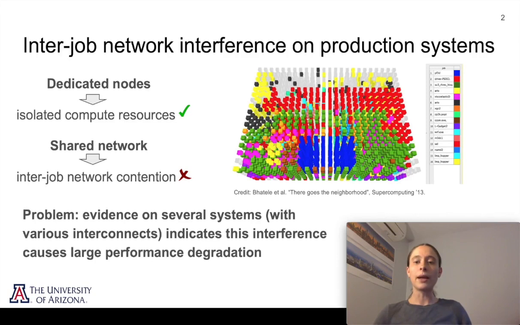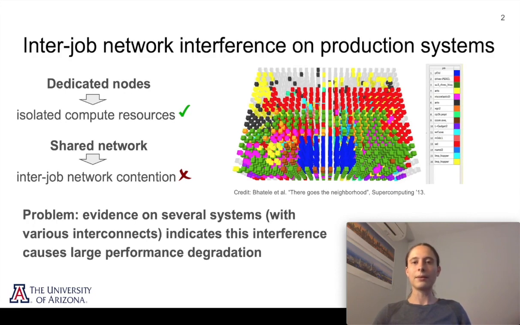So first of all, why do we need an interference-free scheduler for HPC systems? On most HPC systems today, the job scheduler allocates dedicated nodes to jobs for performance reasons, so that each job has isolated compute resources, such as memory, on its node. However, most schedulers do not treat the network as a dedicated resource, so all the jobs on the system share the network and compete for bandwidth.